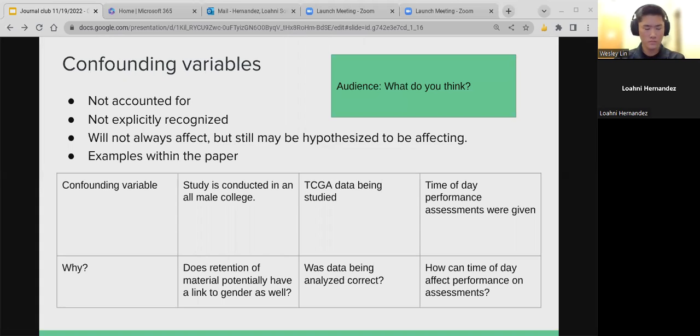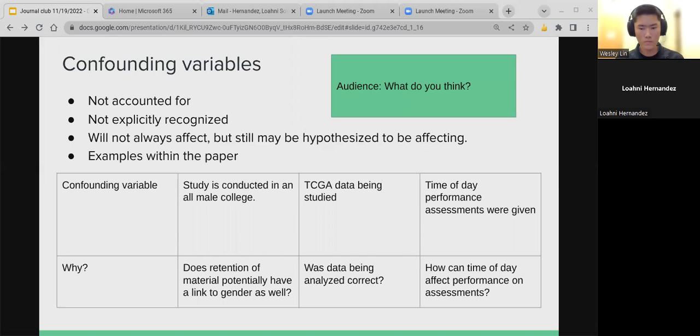It was assumed that the TCGA data being studied was completely correct. However, if hypothetically there were errors within the data, how could that affect the study? So are these databases that students are using completely correct? So that also could be a confounding variable that could vary the experimental results.